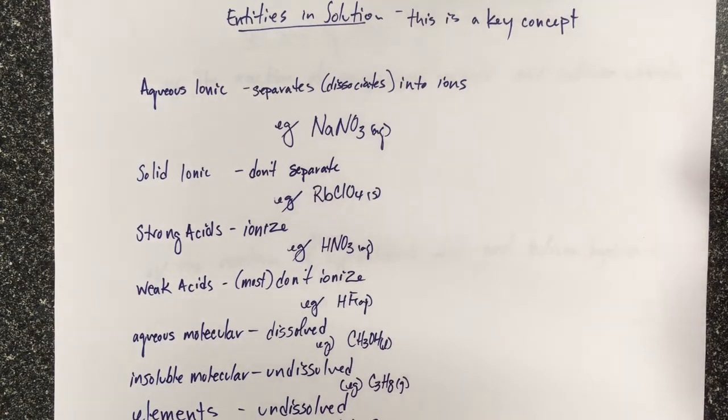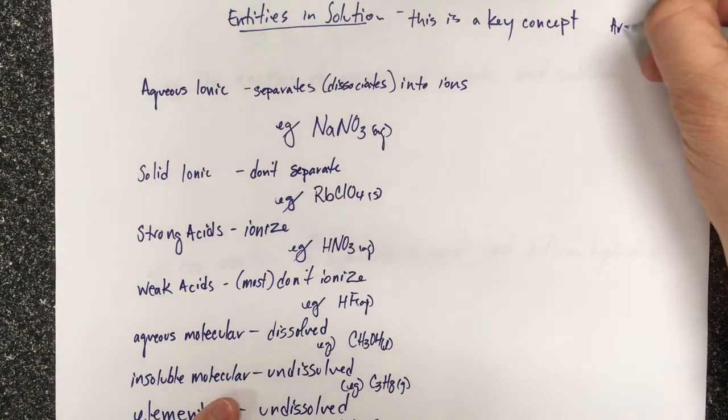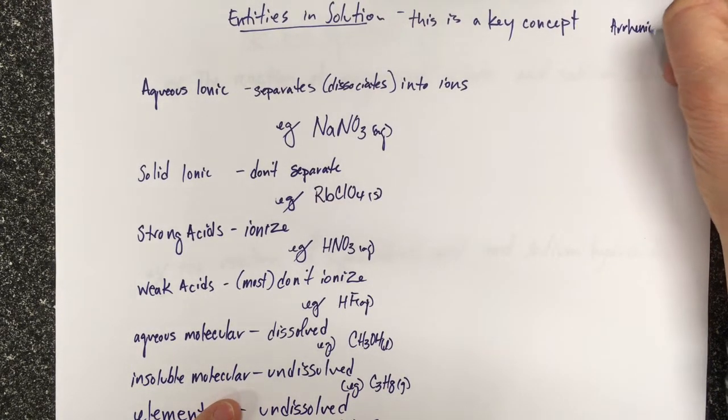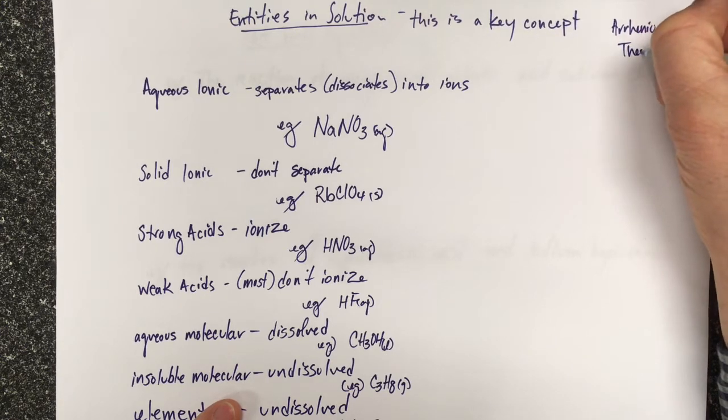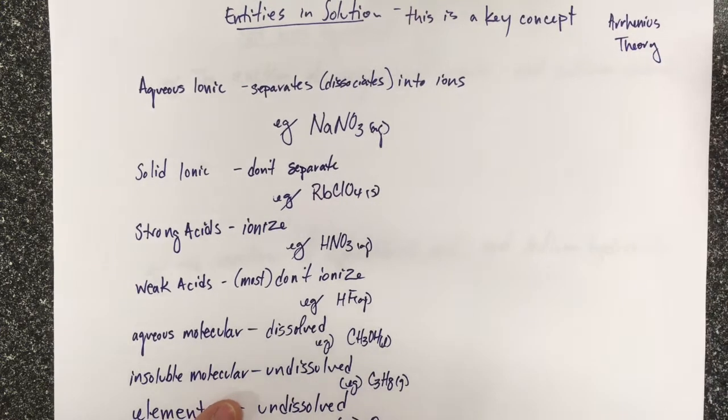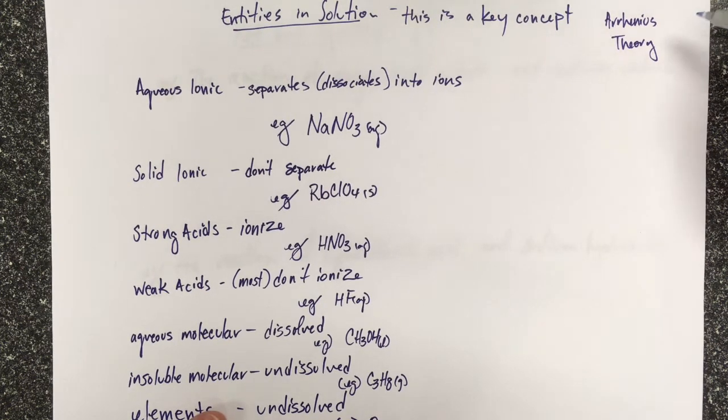So this goes back to some Arrhenius theory. Arrhenius was a guy who defined solutions and why their electrolytes conduct electricity, and what he described was electrolytes. And electrolytes are charged particles, so ions, that conduct electricity in solution.